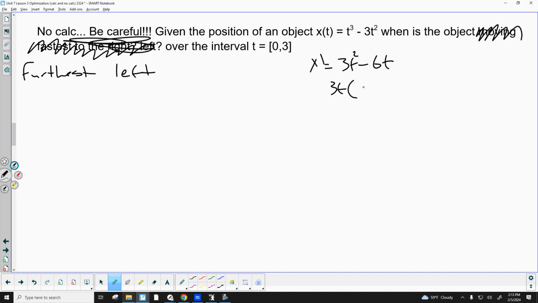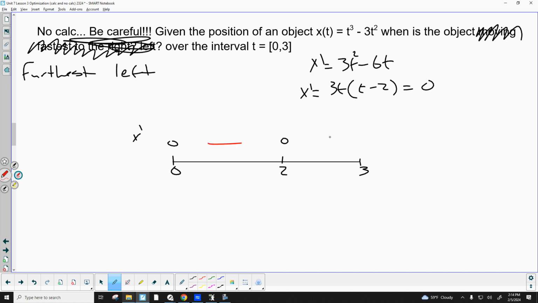Now, again, we don't take our position and set it equal to 0, even though that would provide some good information. We take our derivative. Its values tell how quickly the original function is changing. Getting values of 2 and 0, that's when my derivative equals 0. Doing your sign analysis, knowing that we were stopping at 3.